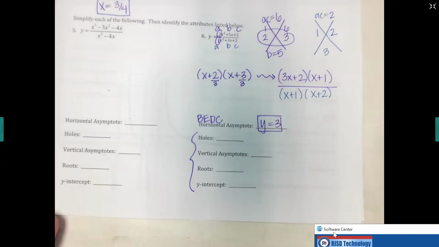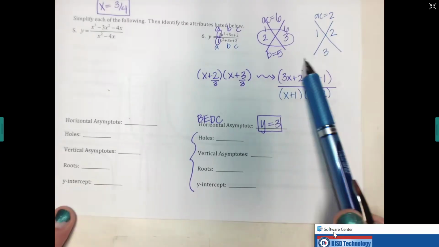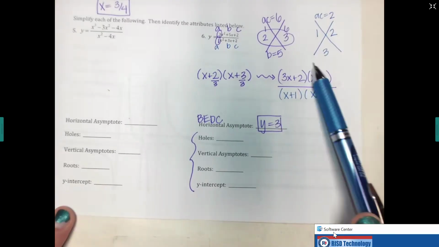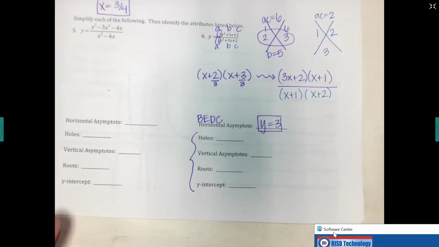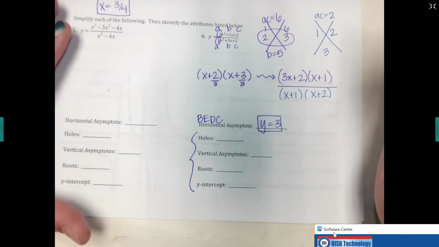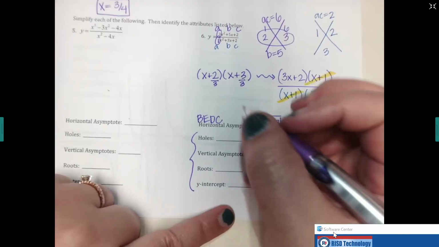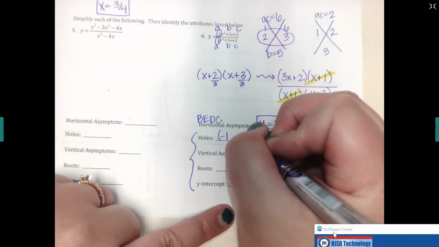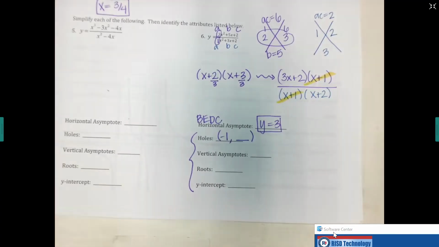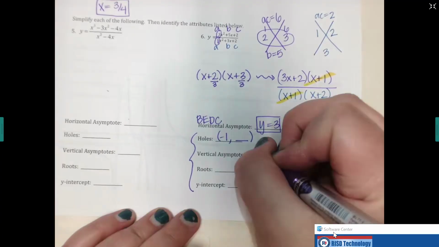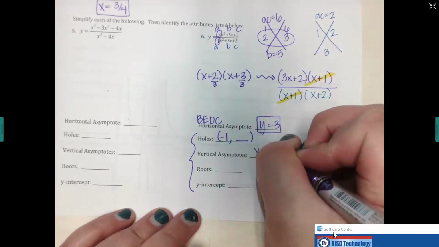All right, so looking at your factors, what's going to cross out? And if plus 1's cross out, what feature am I going to find at -1? Holes, very good. So the plus 1's cross out, then there's going to be a hole at -1 comma something. Vertical asymptotes come from x's left over on the bottom. Do I have one? Plus 2, then I'm going to switch it to a -2.